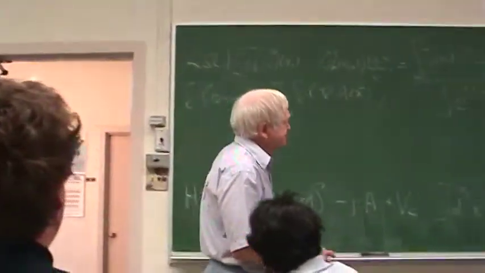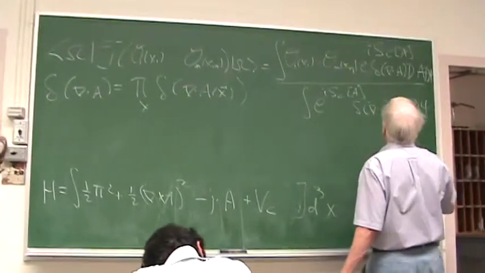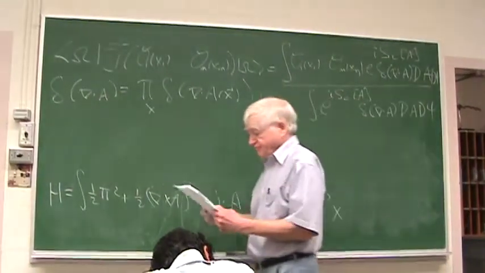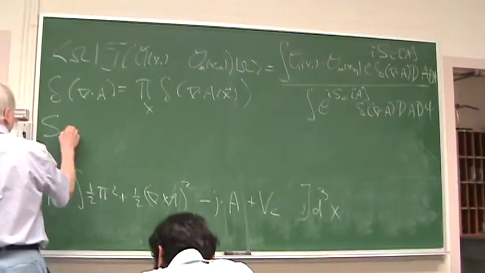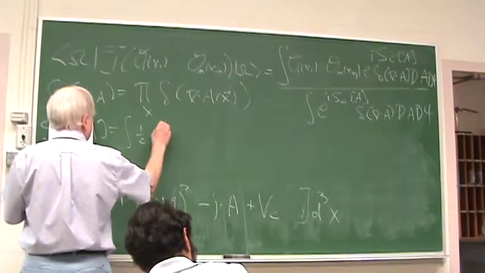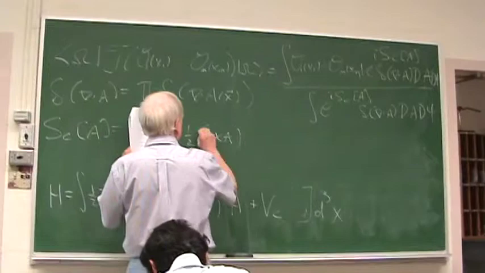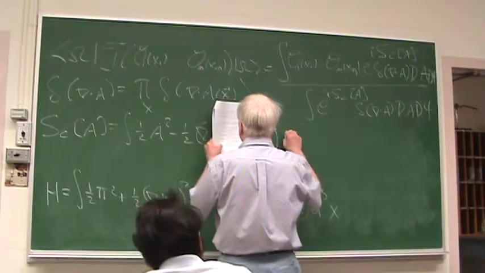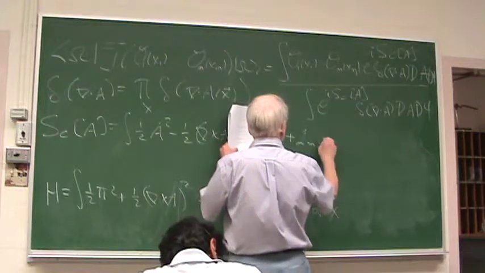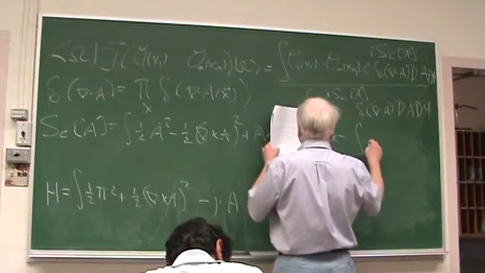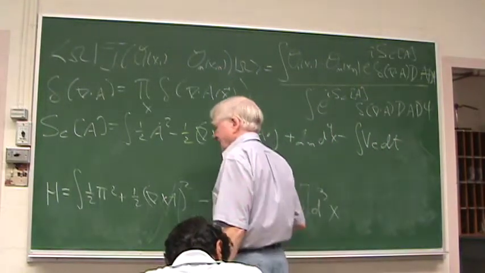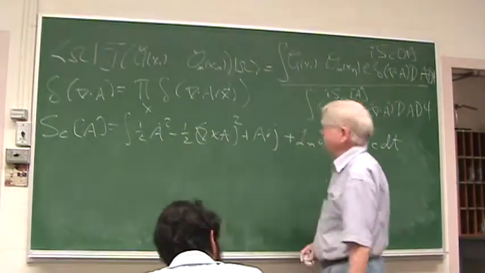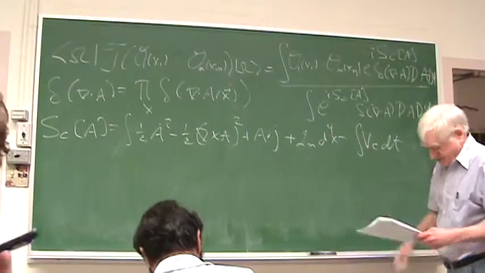Okay, so what we've got here is something that is rather awkward. It has all these funny things in it that we don't really like so much. In particular, what is this S sub C of A? It is an integral of a half A dot squared minus a half curl of A squared plus A dot J, plus any matter Lagrange density, d fourth x, minus an integral of V Coulomb dt, because V Coulomb already has a space integral in it. Okay, so that's what we're dealing with. This doesn't look Lorentz invariant, neither does any of that, and so it's kind of a mess.